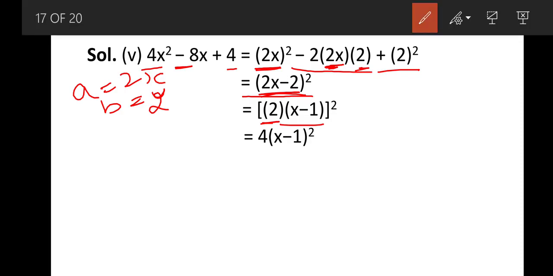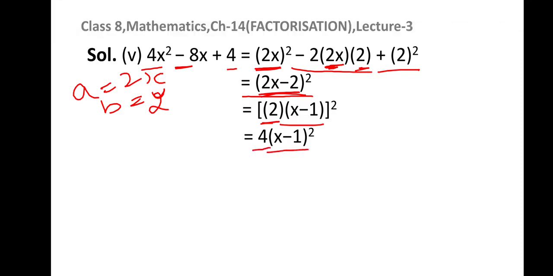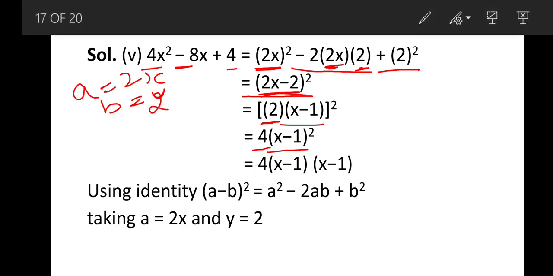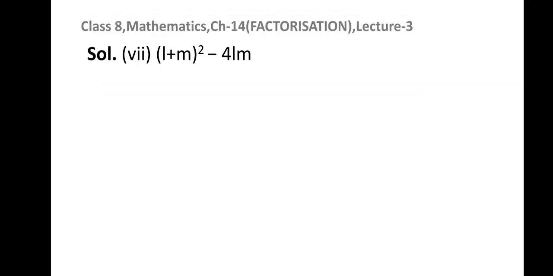And we can write further like this. 2 square, I have taken 4, x minus 1 whole square. Then it can be written like this. So using identity number 2, a minus b whole square is equal to a square minus 2ab plus b square. Taking a as 2x and b as 2. So that is the solution of the 7th part.